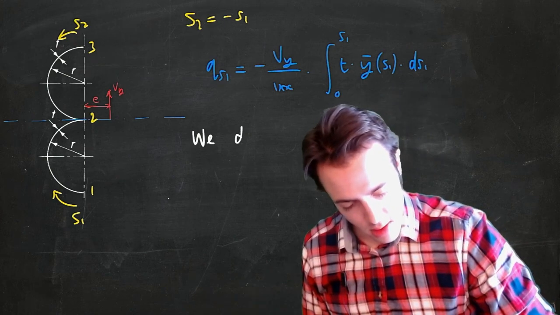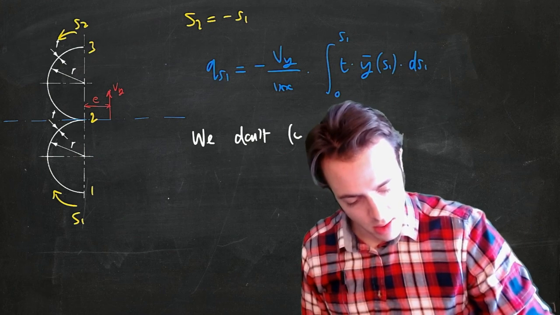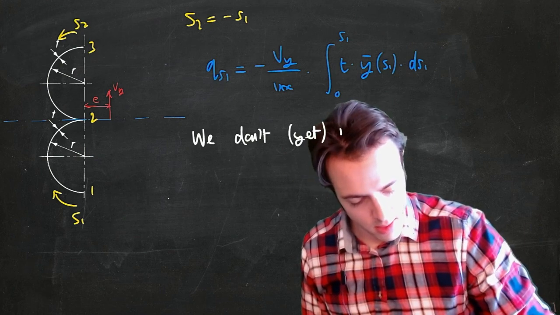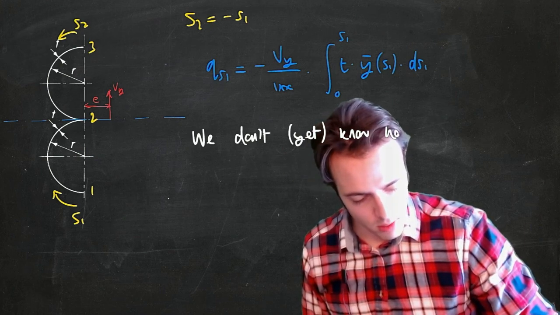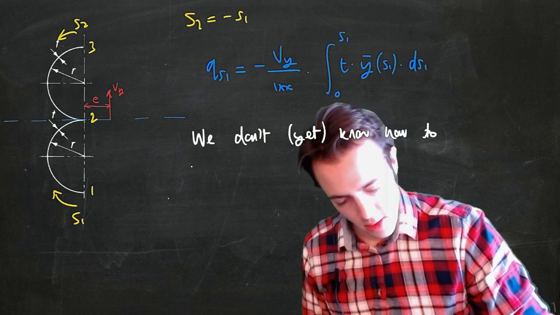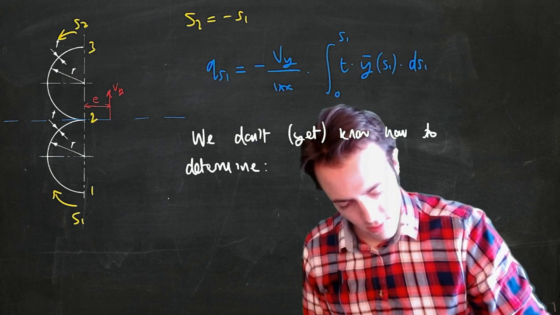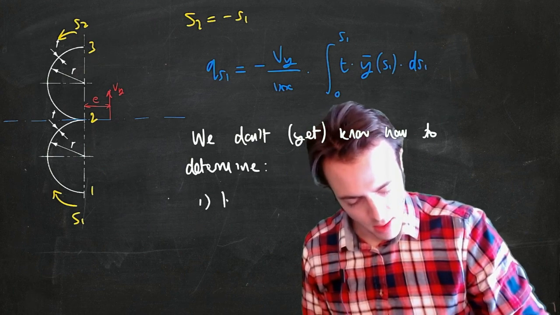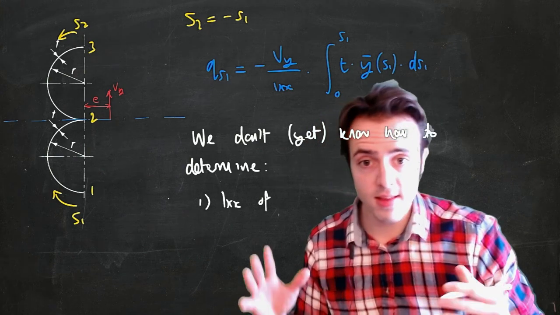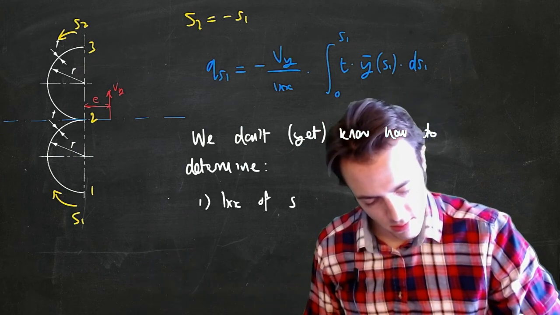So we don't yet know how to determine the first one, Ixx of these semicircular sections.